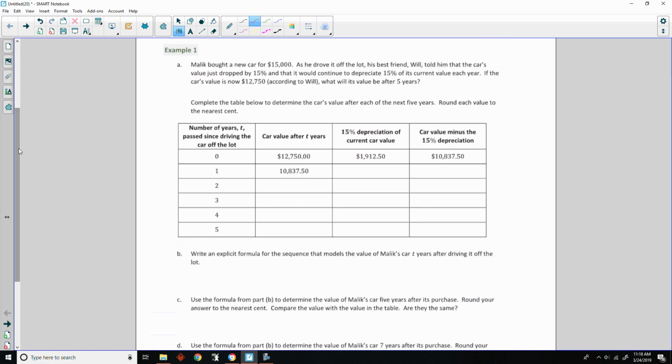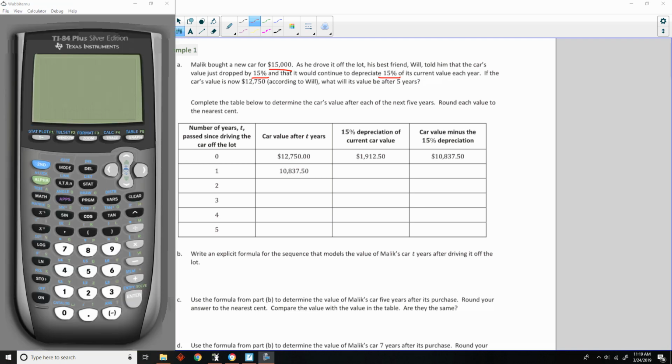Alrighty then. Example 1 says, Malik bought a new car for 15 grand. As he drove it off the lot, his best friend, Will, told him that the car's value just dropped by 15% and that it would continue to depreciate 15% of its current value each year. If the car's value is now $12,750 according to Will, what will the value be after 15 years?